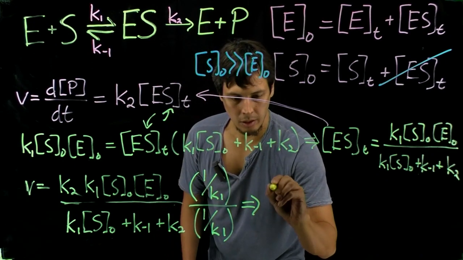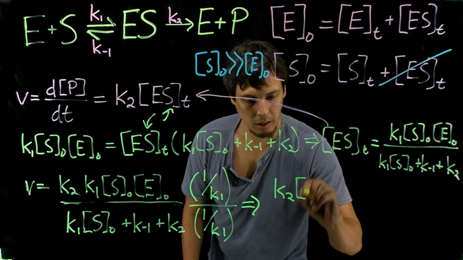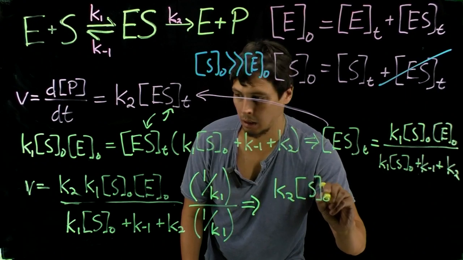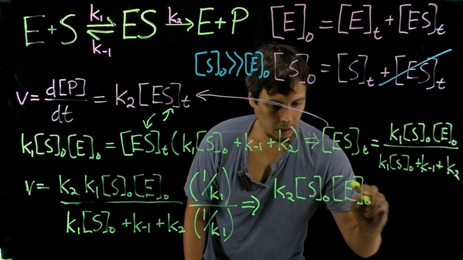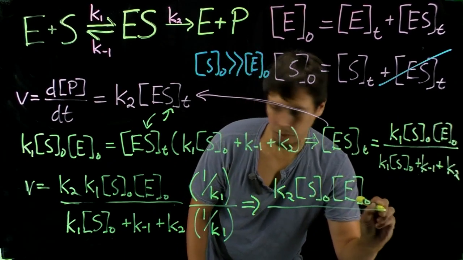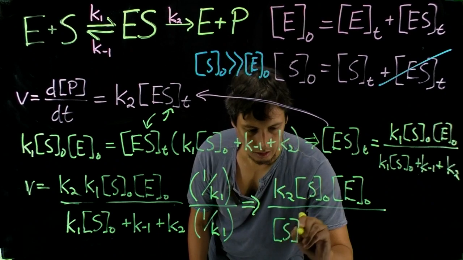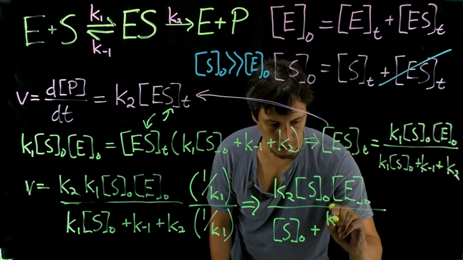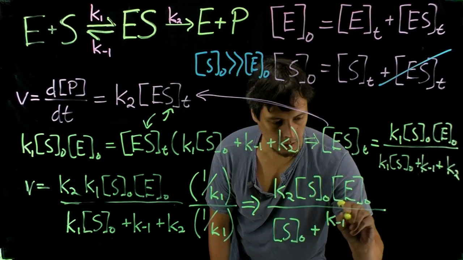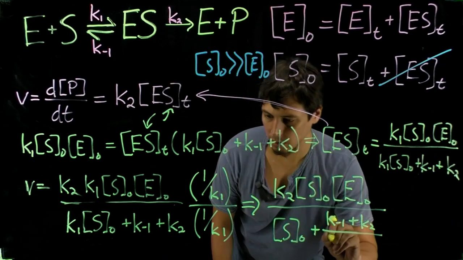So this becomes K2 S naught E naught all over S naught plus K minus 1 plus K2 all over K1.